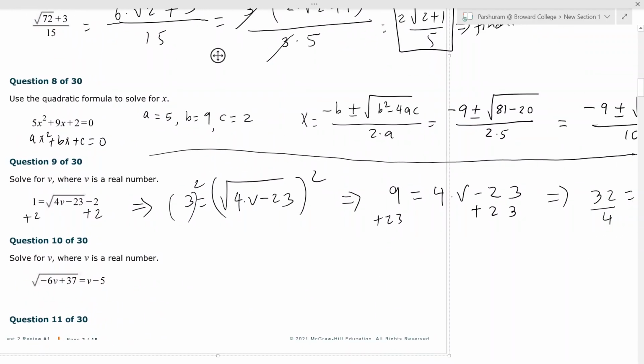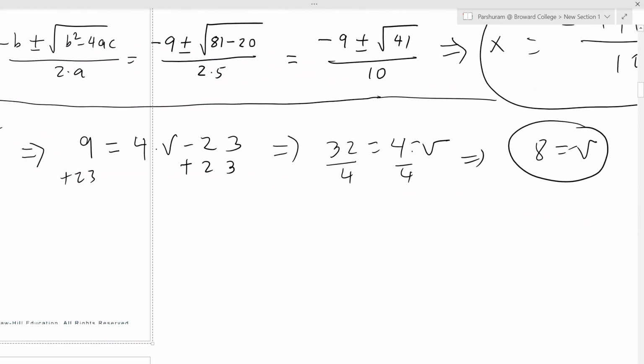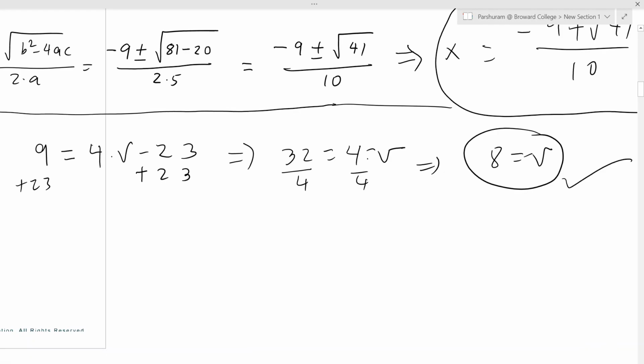But keep in mind, after finding the solution, you always have to check your answer. So if I plug in v equals 8 here, 4 times 8 is 32, minus 23 is 9. So the square root of 9 is 3. 3 minus 2 is 1. So that looks good. Okay, so this is the answer for problem number 9.